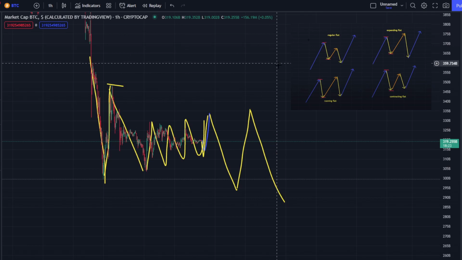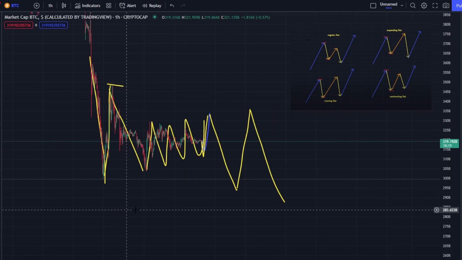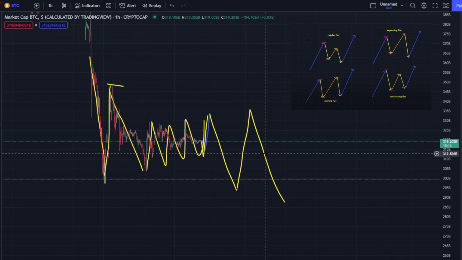So we're going down, but it's still a running flat. As you can see, we break the top, but we don't break the low. So in the downtrend, we don't break the top, but we break the low, and that's what I'm expecting.